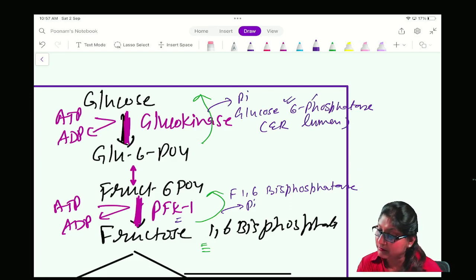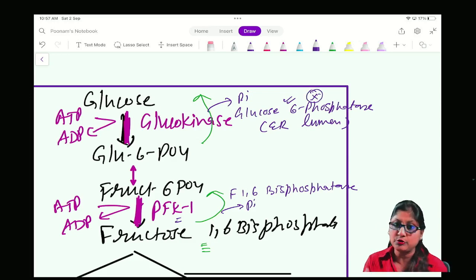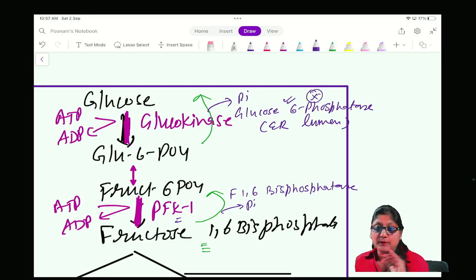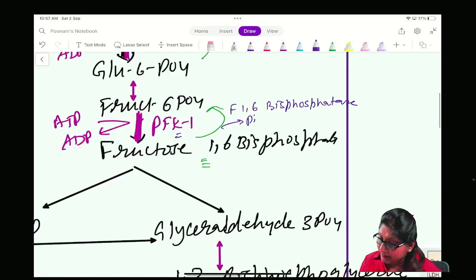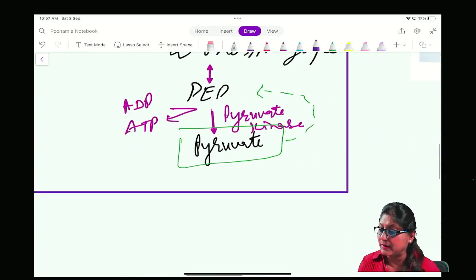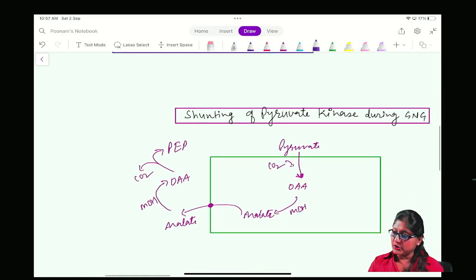So you must remember, this is such an important enzyme which is needed to produce free glucose, not only from gluconeogenesis, also from liver glycogenolysis, right? So this is an endoplasmic reticulum enzyme. Now coming back to that pyruvate kinase, I said multiple steps will be required. So let's talk about this pyruvate kinase shunting.